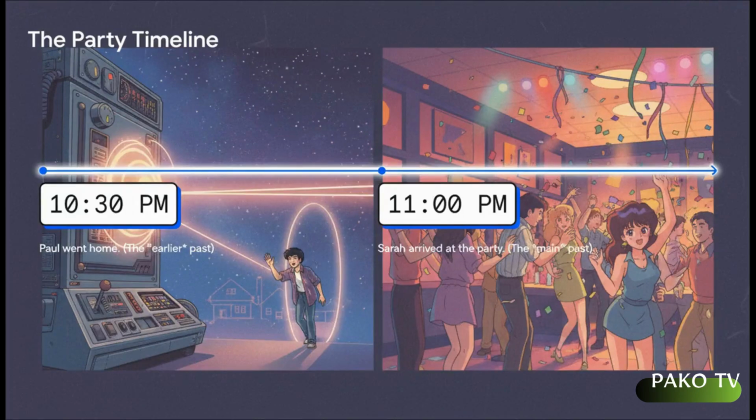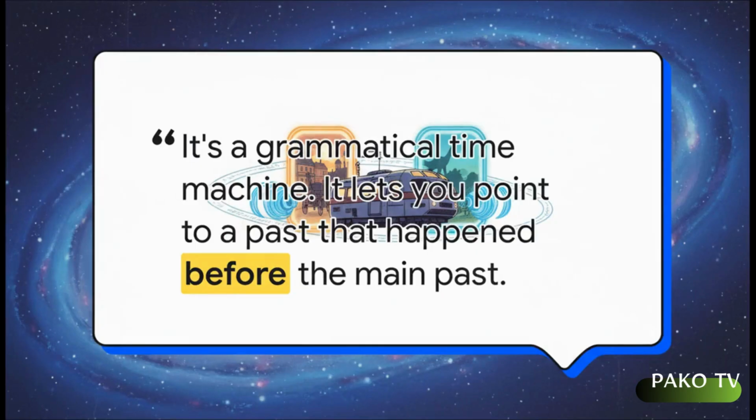This timeline makes it all crystal clear. See that 11 p.m. mark? That's Sarah arrived. That's our main past event. But look what happened before that, back at 10:30 p.m. Paul went home. The phrase, he had gone, is what connects those 2 points in time. It's the bridge.